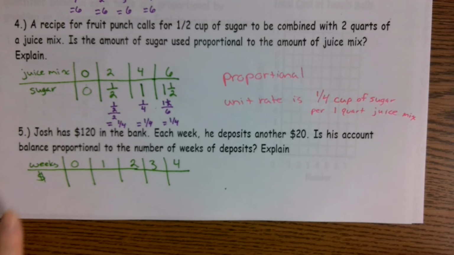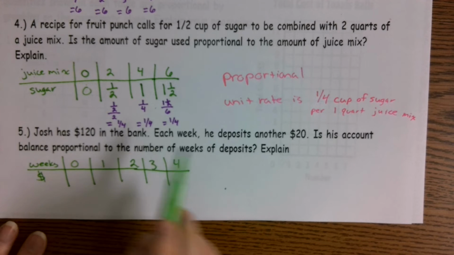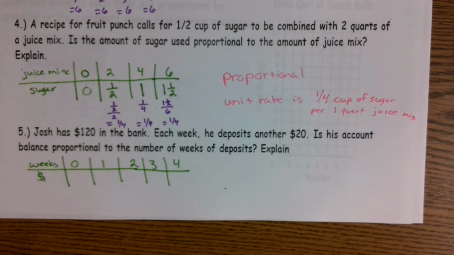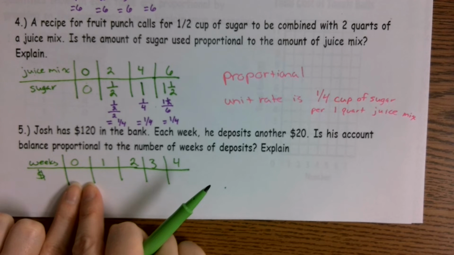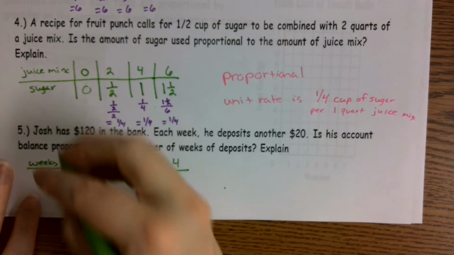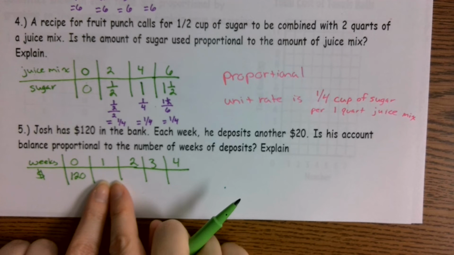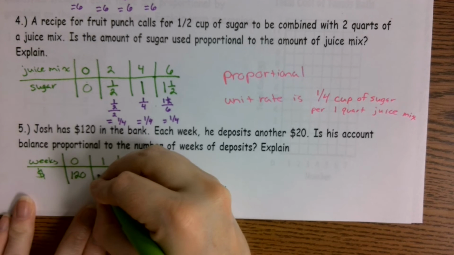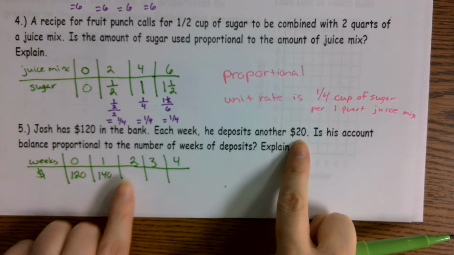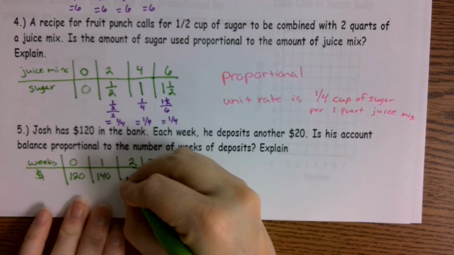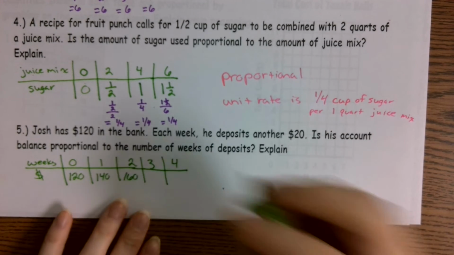Okay, for number 5, Josh has $120 in the bank. Each week he deposits 20 bucks. So is it proportional? So at 0 weeks, how much money does he have in the bank? 120, right? He starts with $120. After 1 week, how much money is he now going to have? 140, right? Because he's adding $20 into the account. At 2 weeks, he's now going to have 160. At 3 weeks, he's going to have 180.